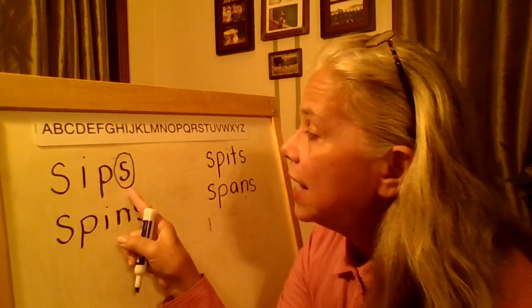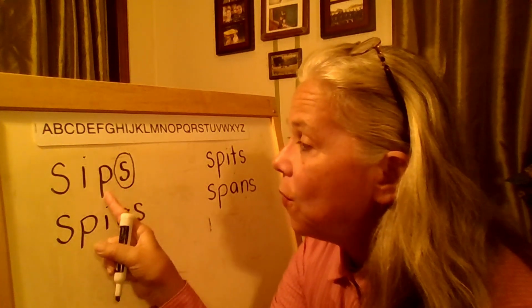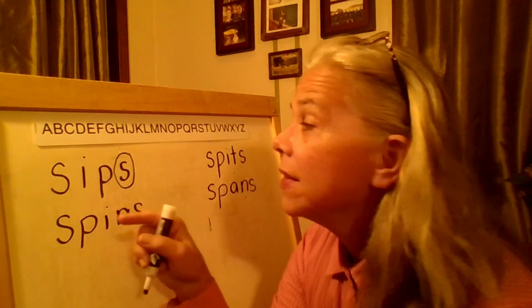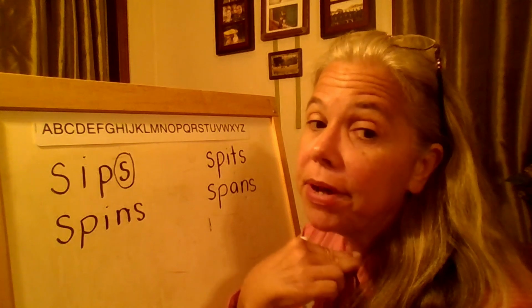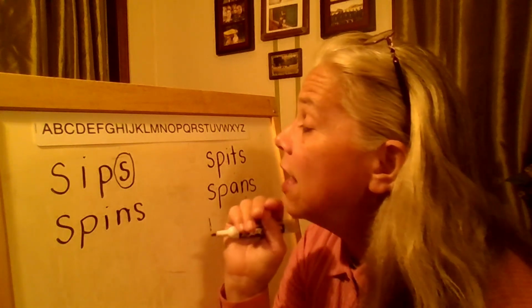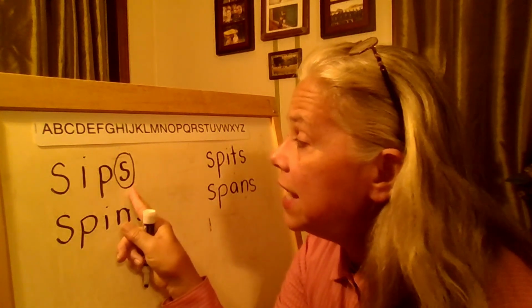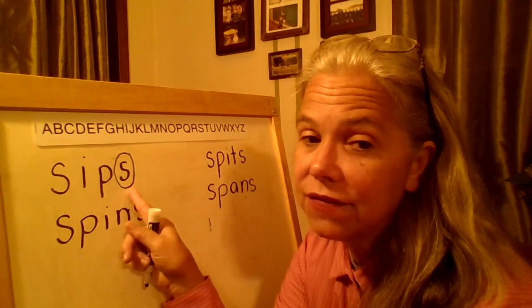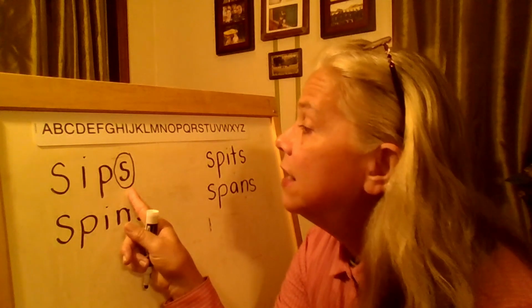So let's look at S. Right before it is a P. What's the sound of P? P. And when you make that sound, it is not vibrating. So we know this S is not going to vibrate. So the sound of this consonant suffix S is S.